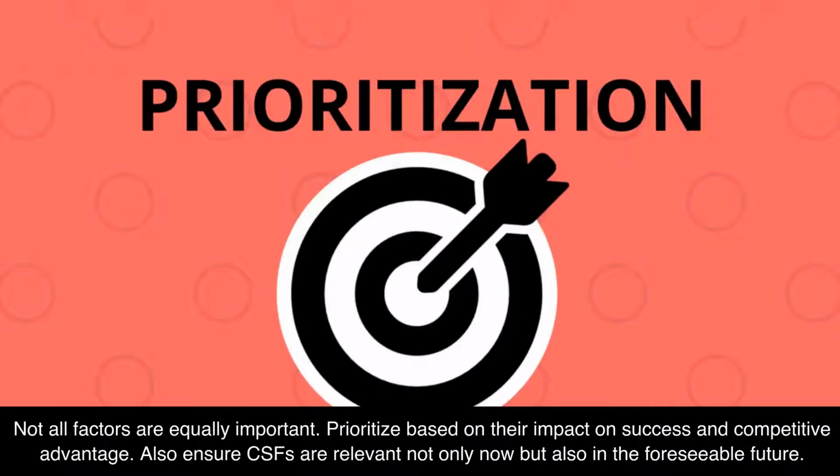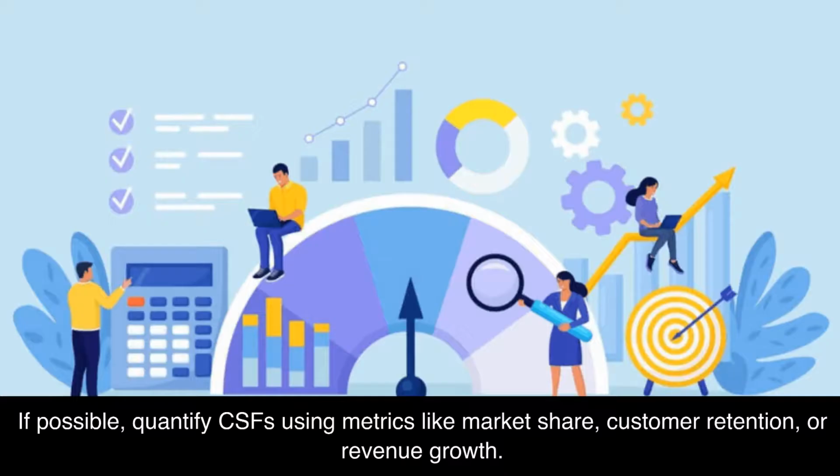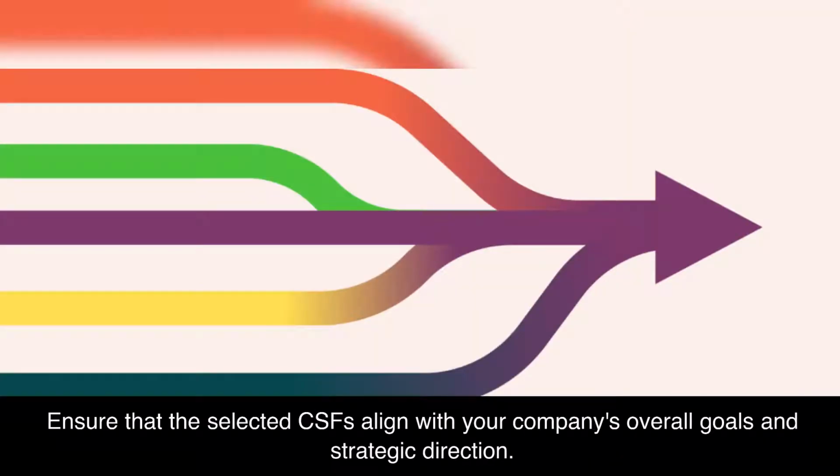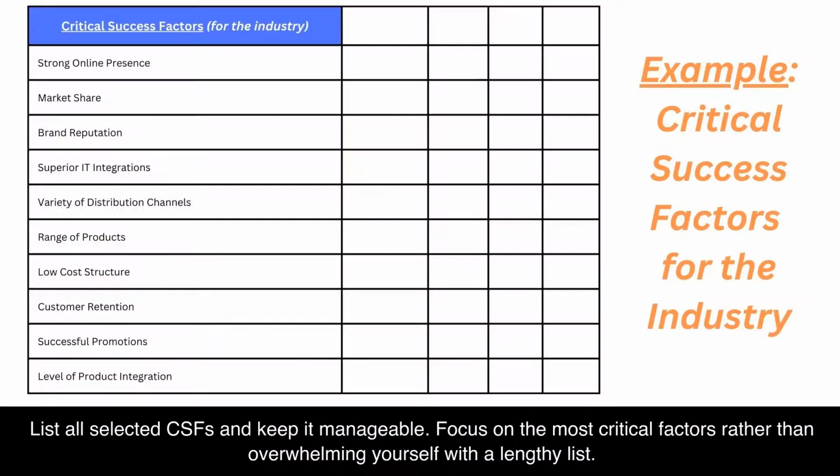Not all factors are equally important. Prioritize based on their impact on success and competitive advantage. Also ensure CSFs are relevant not only now but also in the foreseeable future. If possible, quantify CSFs using metrics like market share, customer retention, or revenue growth. Ensure that the selected CSFs align with your company's overall goals and strategic direction. List all selected CSFs and keep it manageable. Focus on the most critical factors rather than overwhelming yourself with a lengthy list.